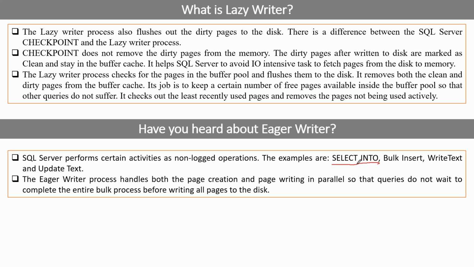Also, just remember one point: if someone asks about eager writer, you can say that eager writer improves performance when we perform select into, bulk insert, write text, or update text. Eager writer helps to create the page and write the page in parallel. We are performing bulk operations, right? Mostly bulk means billions of records, so SQL needs to create the pages every time, copy them to the buffer cache, and write the data. That happens in parallel, and the eager writer improves this in the backend.